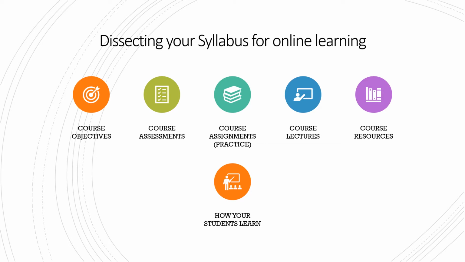So the first thing is I pull out my course objectives, because these still are going to be the key guide for what students need to be learning and how they'll proceed through the course to be able to master the content by the end of the course. So I pull out my course objectives first and make sure that I'm really solid on what those course objectives are. Then I pull out any of my course assessments.